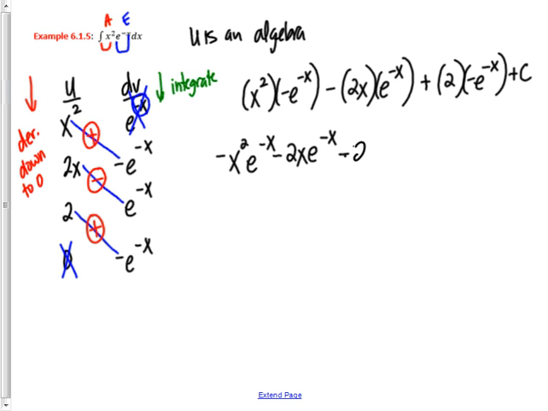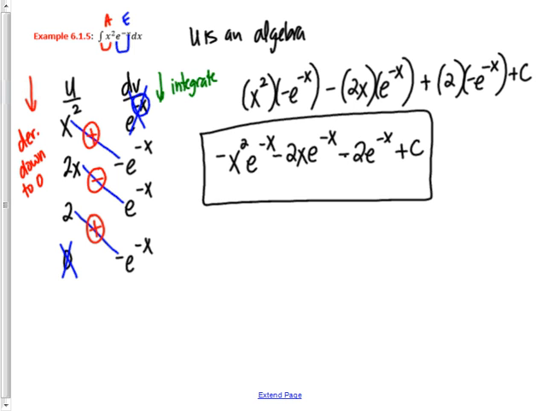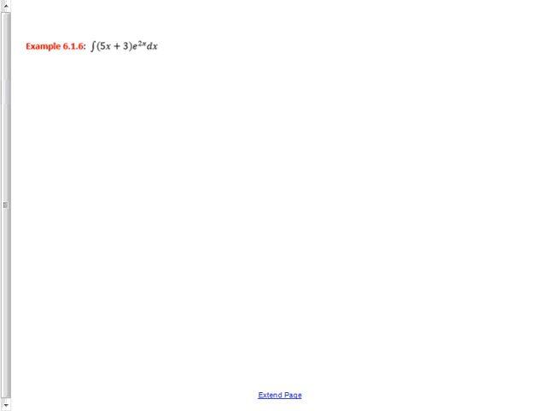Okay, minus 2e to the negative x plus c. And it's so much faster than if you had to do that out twice. Okay, let's try another one.